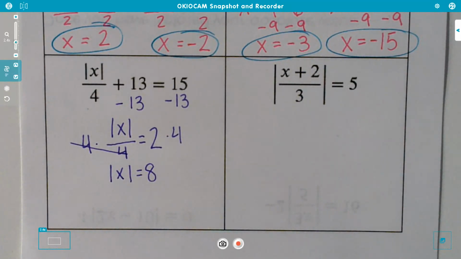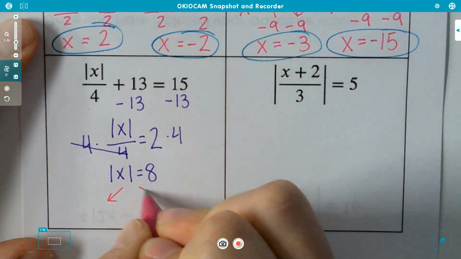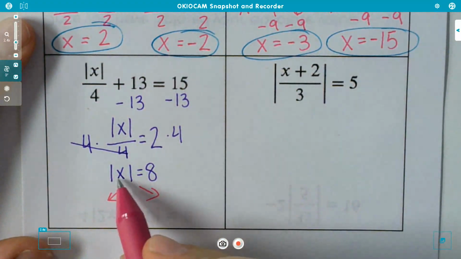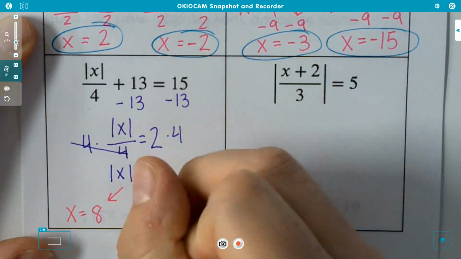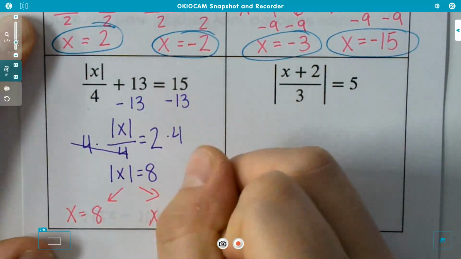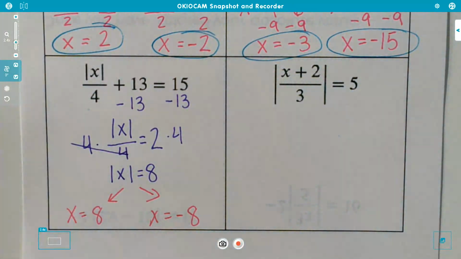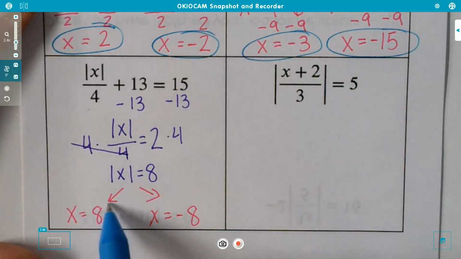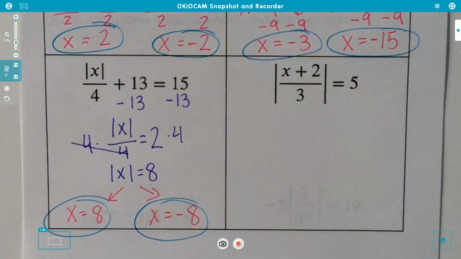Okay, now there is nothing outside of our absolute value sign. So we are finally ready to split. So we're going to split, and when we split, it's going to be x equals 8, and x equals negative 8. And then we don't have to keep going because x is already by itself. So if x is the only thing that's in the absolute value sign, splitting will be the last thing that you do.